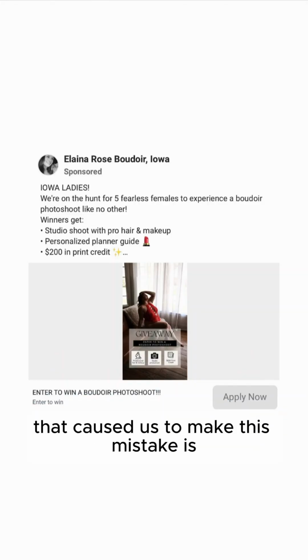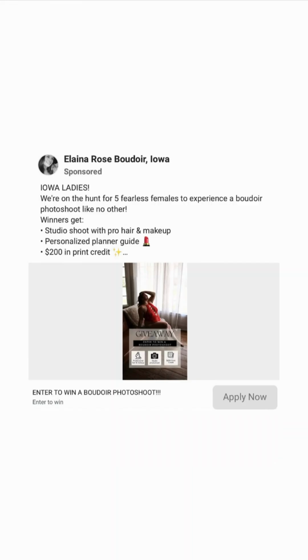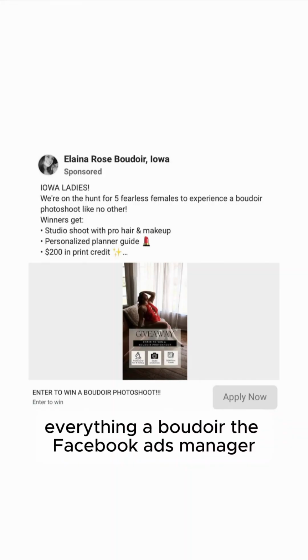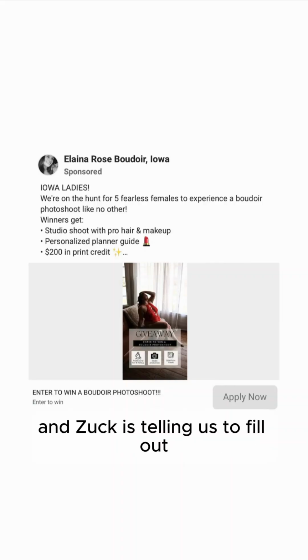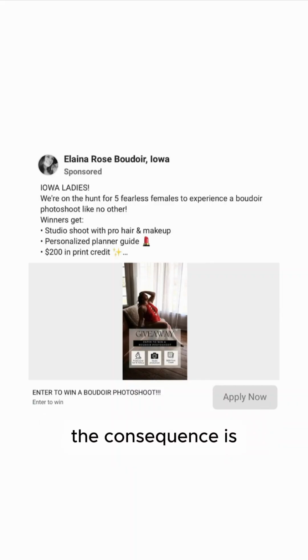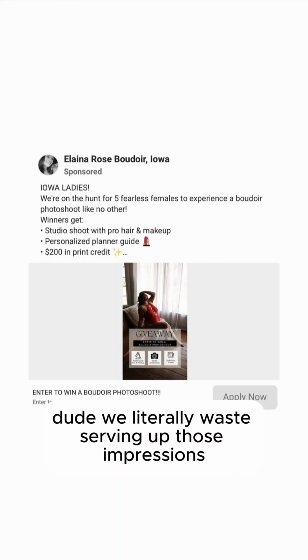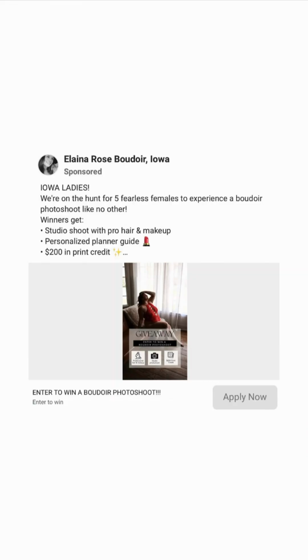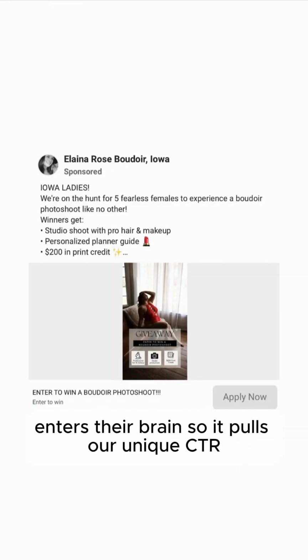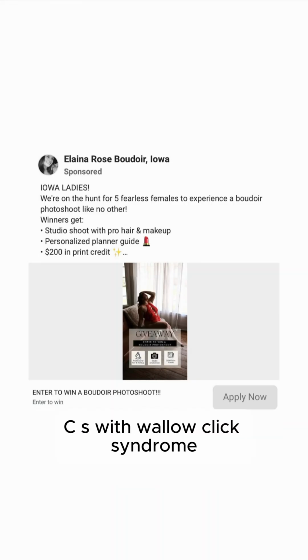The false belief that caused us to make this mistake is that we're filling out everything in the Boudoir Facebook Ads Manager that Zuck is telling us to fill out. But that's good for Facebook. It's bad for us. The consequence is it causes way more women to scroll by our Boudoir Facebook ad than necessary. Dude, we literally waste serving up those impressions because the women are just going to scroll on by, our ad never enters their brain. So it pulls our unique CTR under 6%, contributes to BLCS, Boudoir low click syndrome.